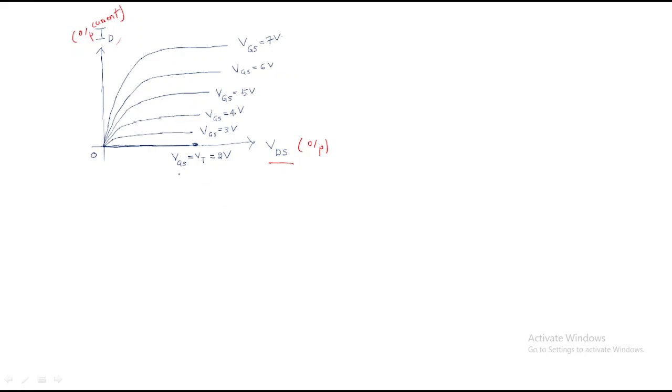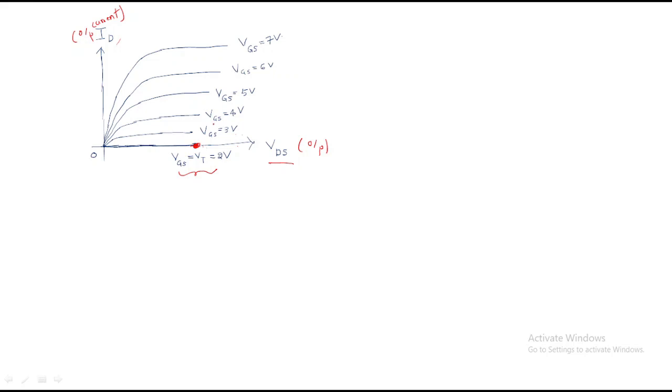Here, initially, up to the threshold voltage, the layer will not be formed. Until the threshold voltage, the channel layer will not be formed, so the current will be 0. When VGS is slowly increased, say VGS is 3 volts, by increasing the VDS the current will increase to some value and will become saturated.